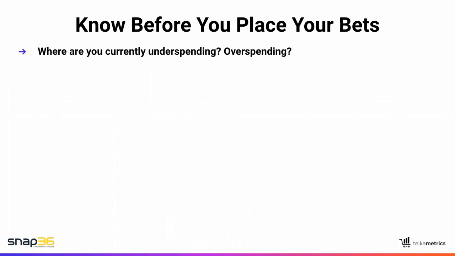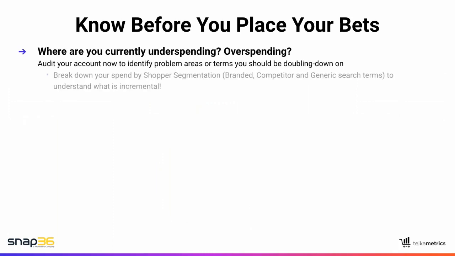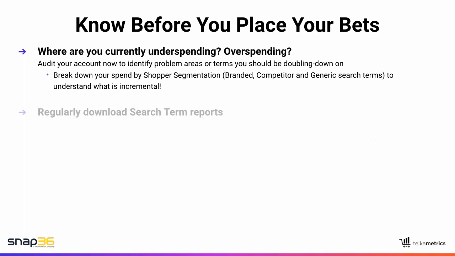Know before you place your bets. Where are you overspending or underspending? Audit your account, especially on how much you're spending on branded keywords versus competitor versus generic. There are best practices on how much money you should be spending on these types of keywords based on where your product is in its life cycle.